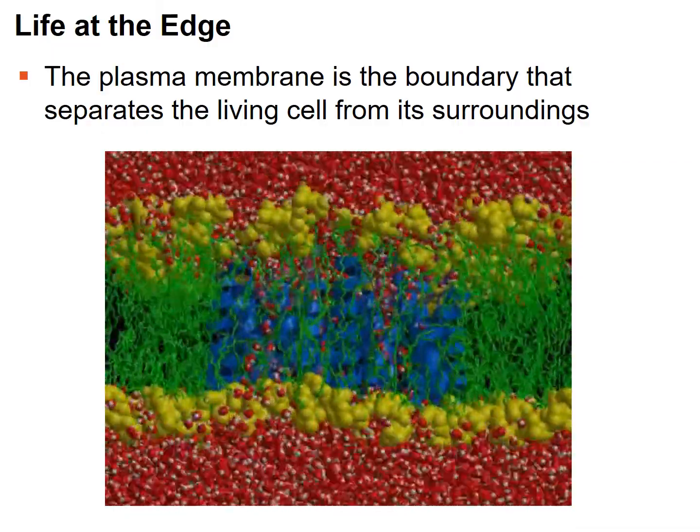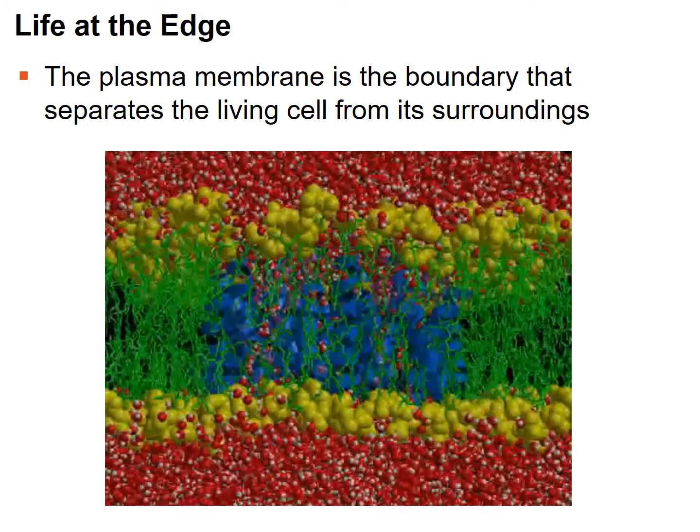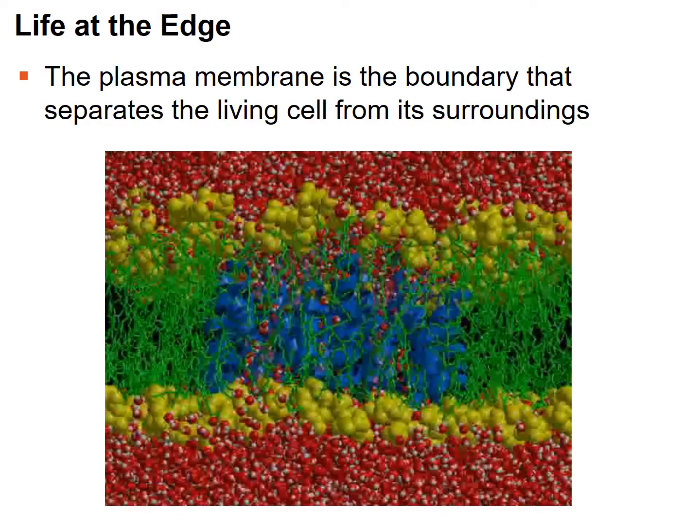The plasma membrane is basically a boundary between the inside of the cell and the surroundings of the cell, or the outside of the cell. It separates a cell from its surroundings, right? And it protects it, and it serves as a gate. It only allows certain things in and certain things out.